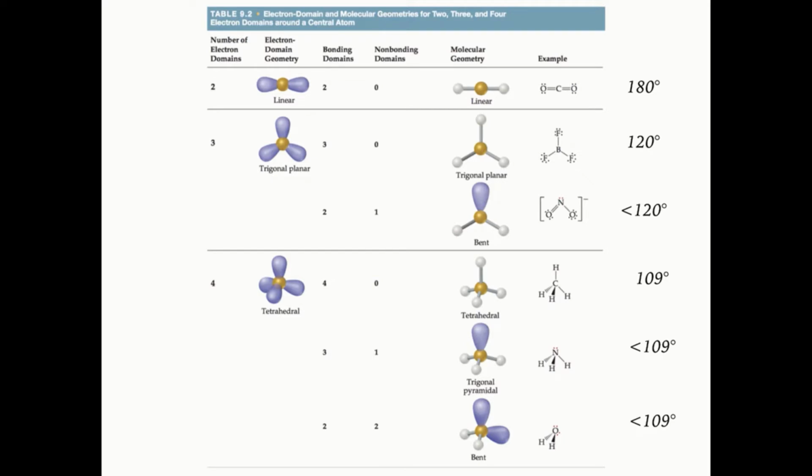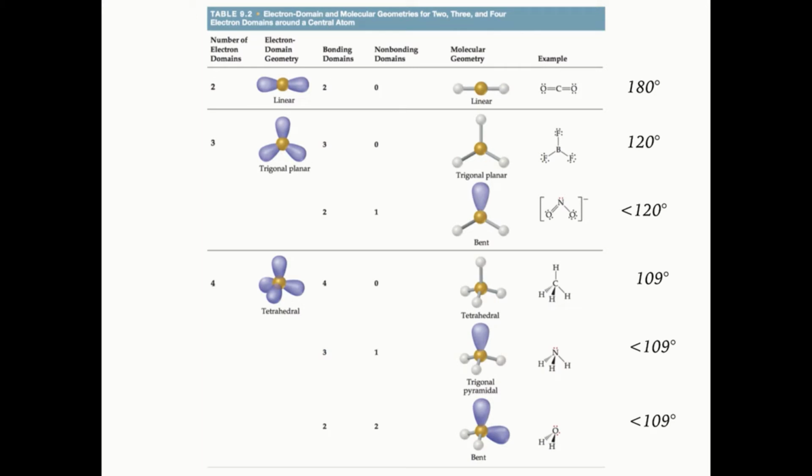If instead you have 3 bonding and 1 non-bonding, as you can see for the next option, your molecular geometry or your molecular shape is going to be trigonal pyramidal, okay? Because you have that lone pair of electrons again, instead of being 109, your bond angle is going to be a little bit less than 109. And finally, if you have 2 bonding and 2 non-bonding, then your shape is going to be bent, and the bond angle is going to be less than 109 again.